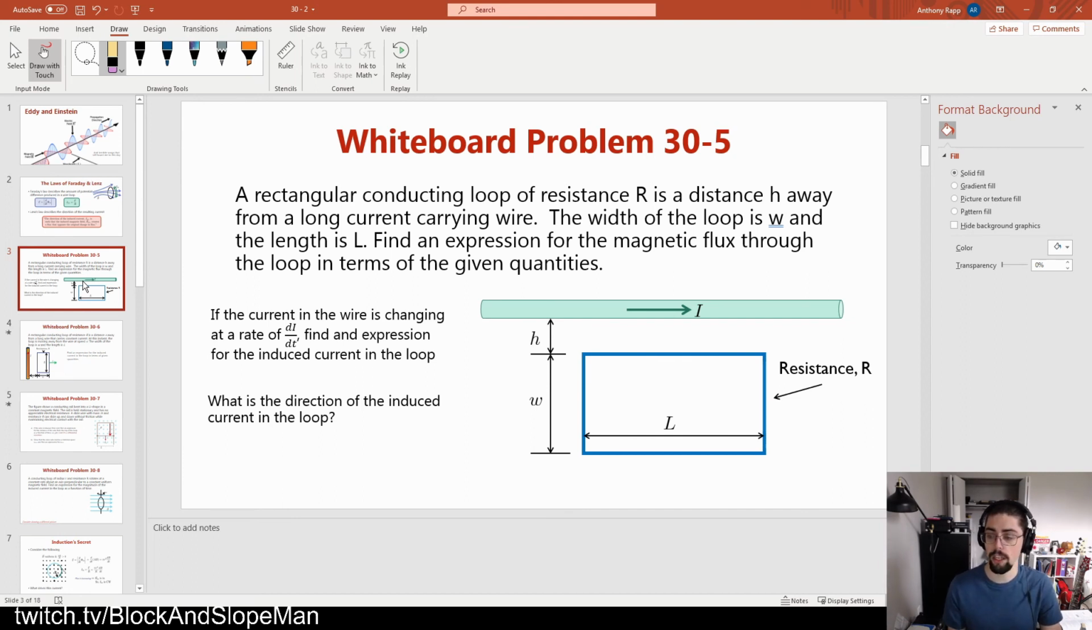What I want you to do here is go through this problem and think about what that's going to look like. Think about what the flux through my shape is going to look like. And then once you have that, find the induced current going through the loop. Let's assume that the current is changing with time. We don't necessarily know what it's changing like, but let's just say that it's changing as some dI/dt. That's my rate of change of the current.